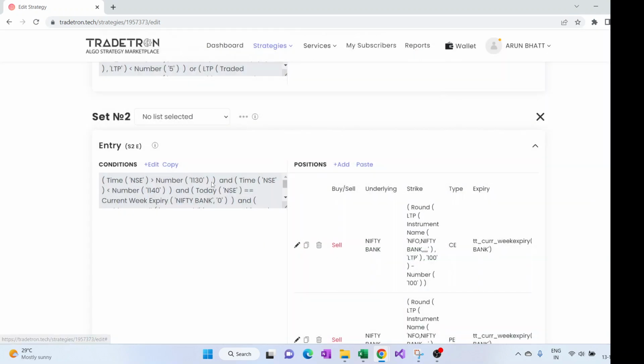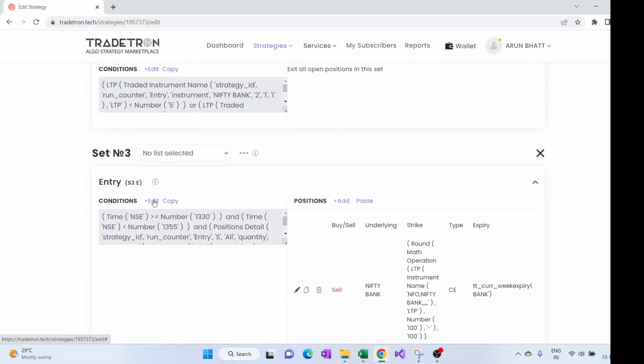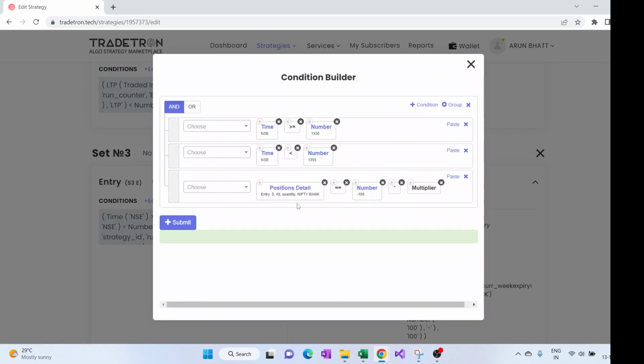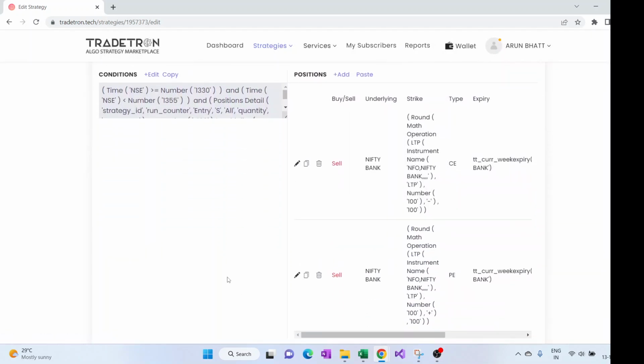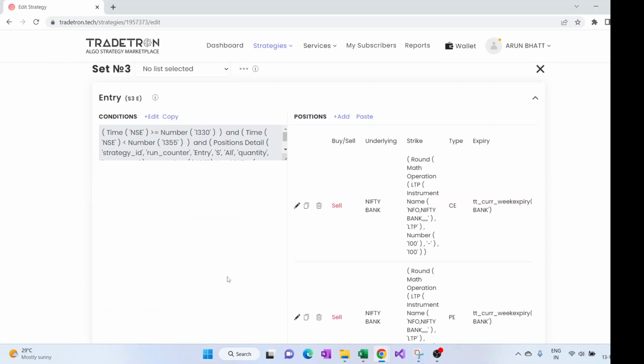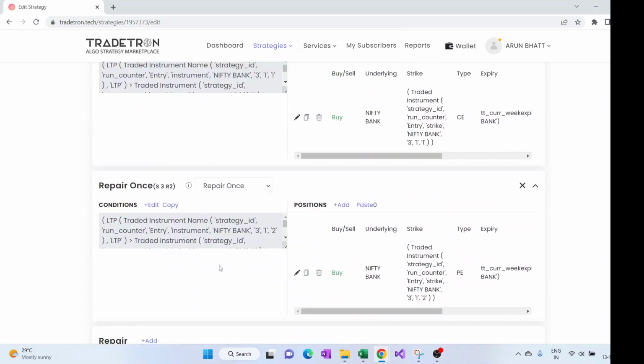And in the same way, set 3 is to take the trade at 1330, and it will take it only if the position detail is minus 100, meaning the previous 2 sets have already taken the position. This also makes sure it is executed only once, even if the set exits, like both the stop losses are hit, even after that it will not take re-entry. So for that we are using position detail.